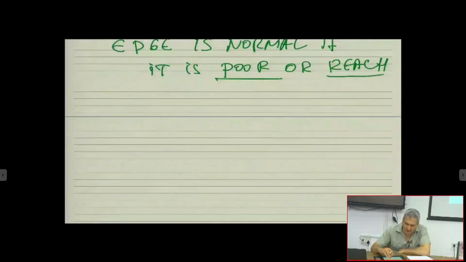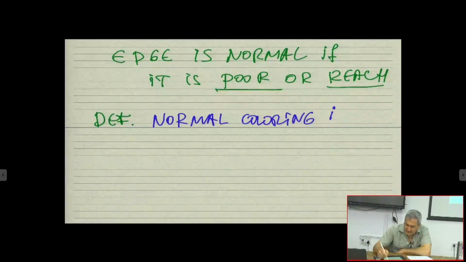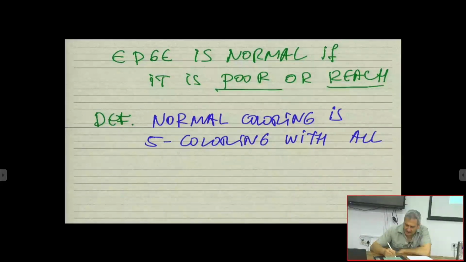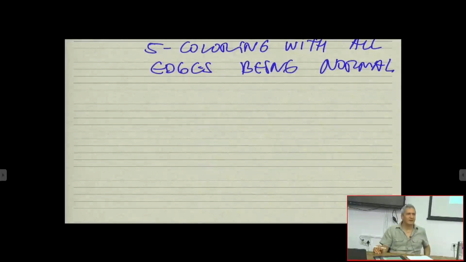So a normal coloring is a 5 coloring with all edges being normal. Okay? This is a very huge conjecture.